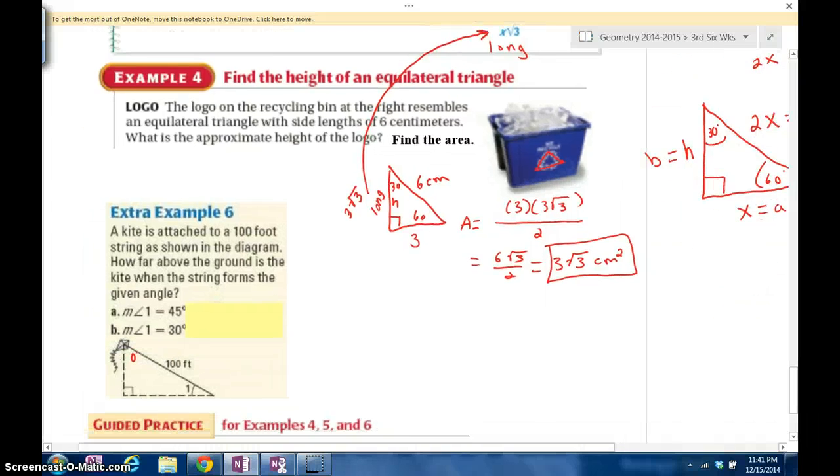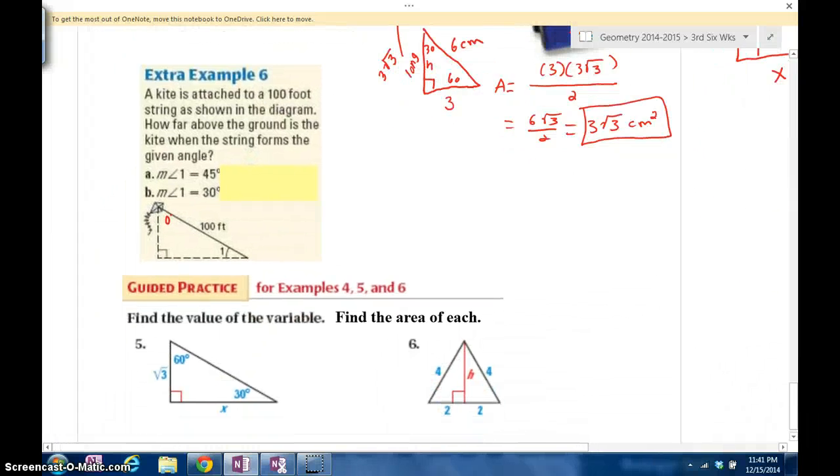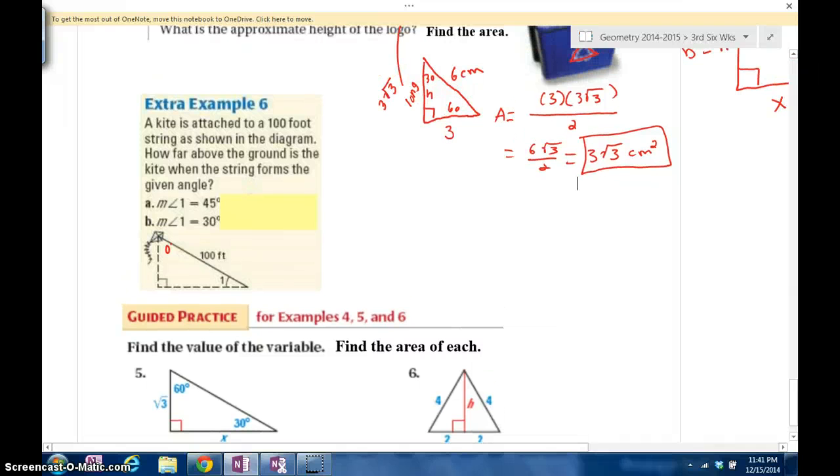Alright, now on to example 6. It's a good example because you have to know when you're going to use the 45, 45, 90 or the 30, 60, 90 special right triangles. So we have this picture. We're going to use angle 1 as a 45-degree angle and as a 30-degree angle, and we'll take it by case. So I'm going to delete here for some room.